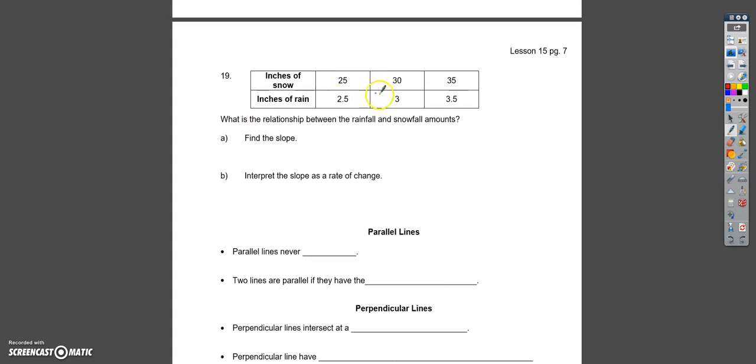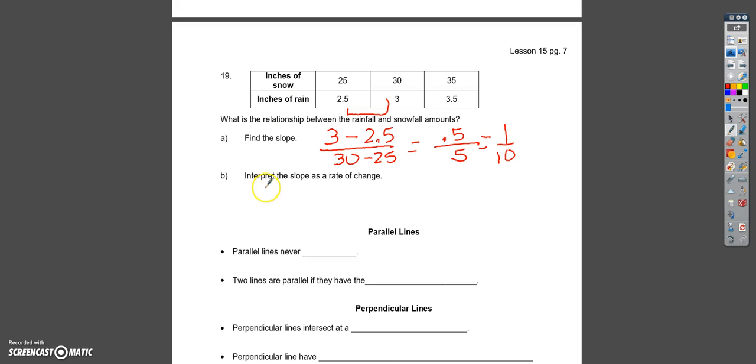Find the slope. So 2 points. It doesn't matter which two you use. I'm going to use these two. Y, this is x. So find the slope. Y2 minus y1 over x2 minus x1. So 3 minus 2.5 is 0.5. 30 minus 25 is 5. 0.5 divided by 5 is 0.1. Math enter. That gives us 1 over 10.